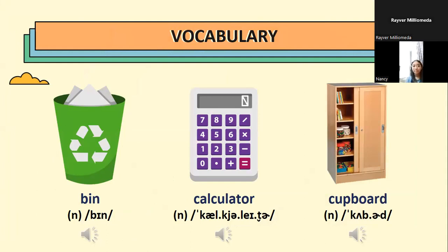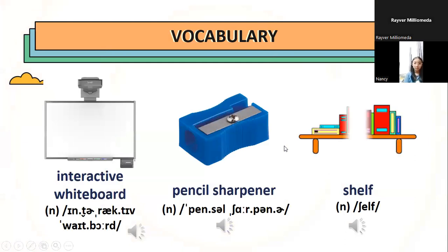Here are the first three words. Please read. Bin, calculator. And how about this? Cupboard. Cupboard. So the letter P is actually silent. So it is not cupboard with a P sound, it's cupboard. Okay? Yes. Okay. So next, this one.